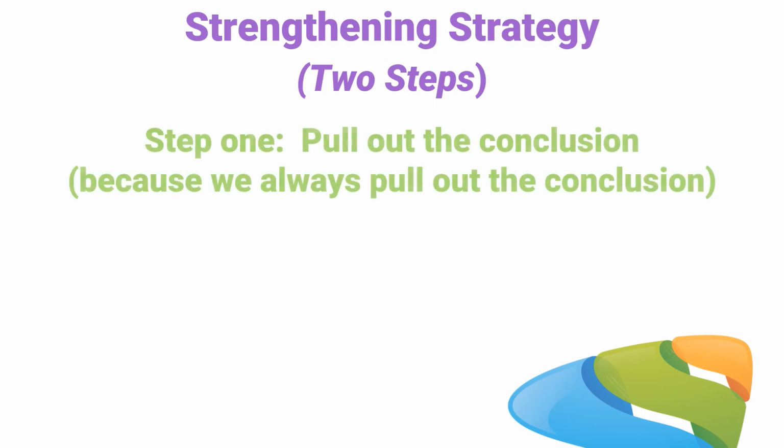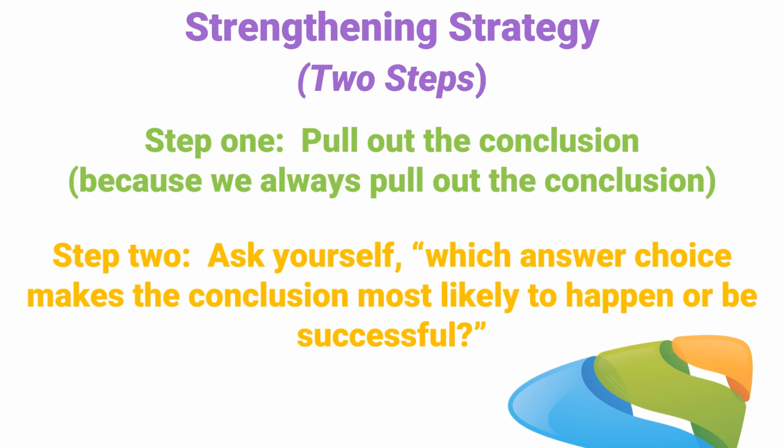Okay, let's go ahead and tackle that logic-based reading. The secret for nailing strengthening questions is really pretty simple. First, pull out the conclusion, because we always pull out the conclusion, and then ask yourself which answer choice makes the conclusion most likely to happen. We're looking for reasons why the conclusion will be successful.